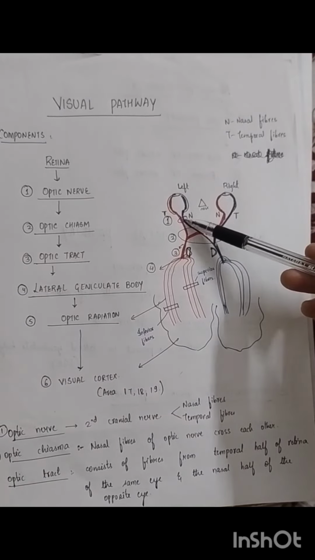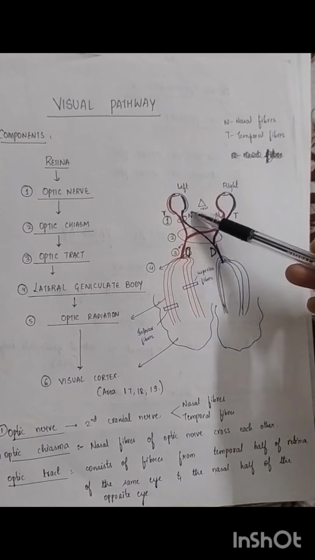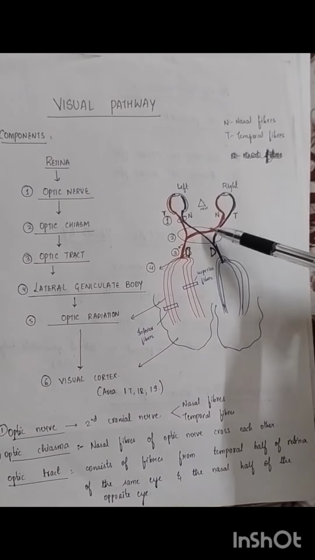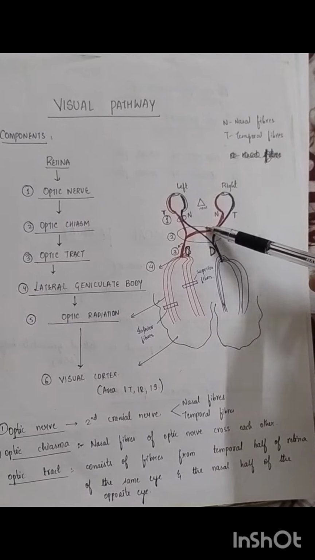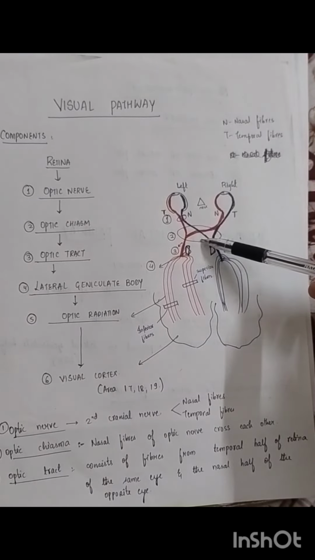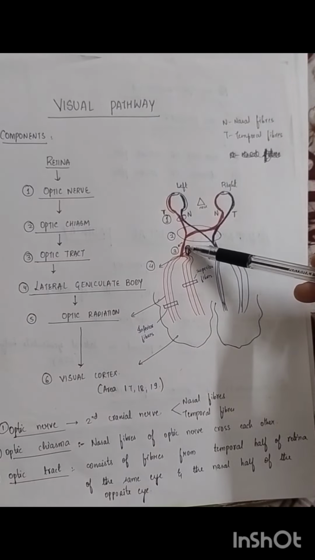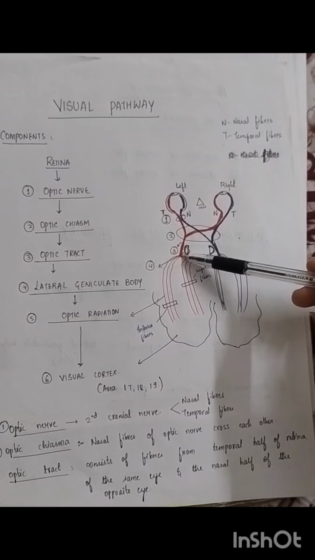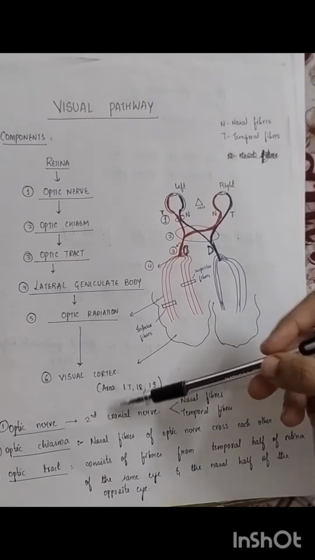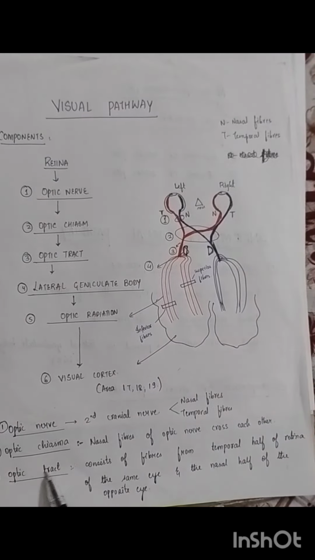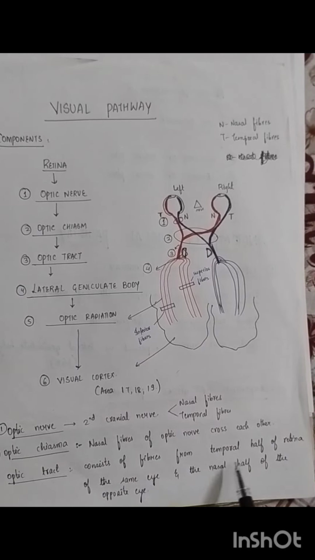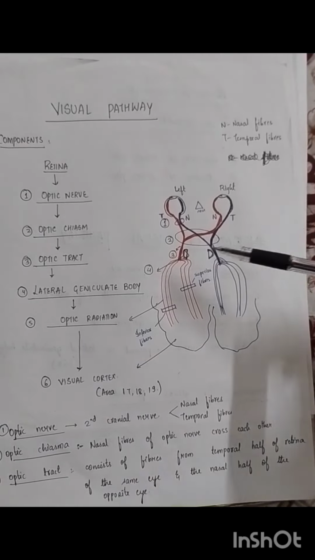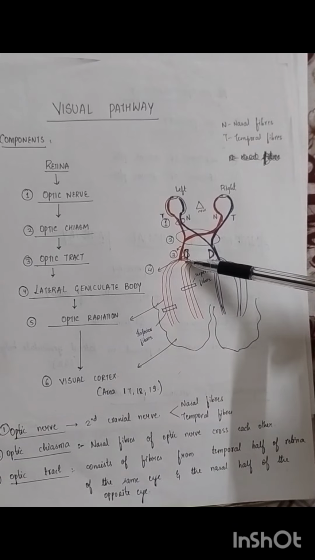Now this optic nerve continues as the optic chiasm, where the nasal fibers cross over each other and the temporal fibers of the same eye continue. This optic chiasm has the crossed over nasal fibers of the opposite eye and the temporal fibers, which further continue down as the optic tract. This optic tract consists of fibers from the temporal half of the retina of the same eye and the nasal half of the opposite eye, which come to the lateral geniculate body.